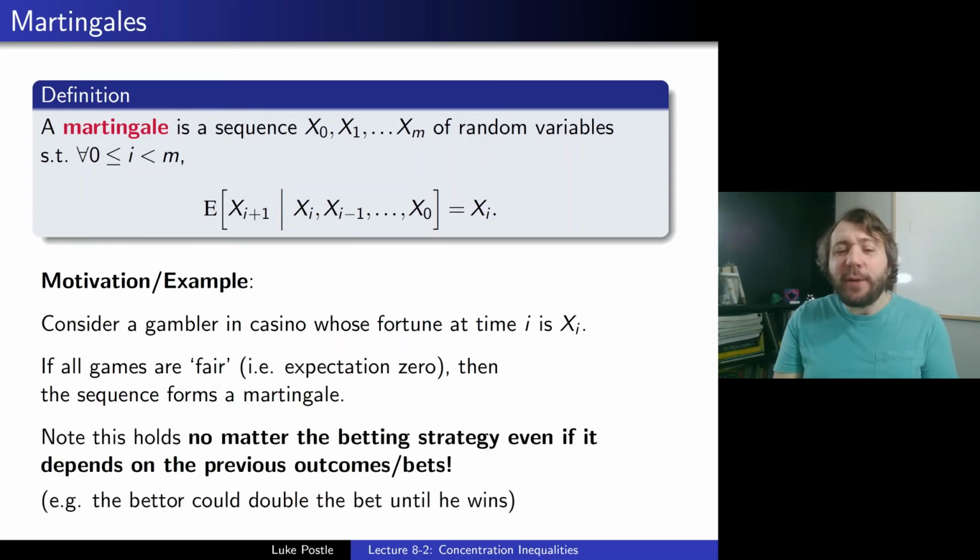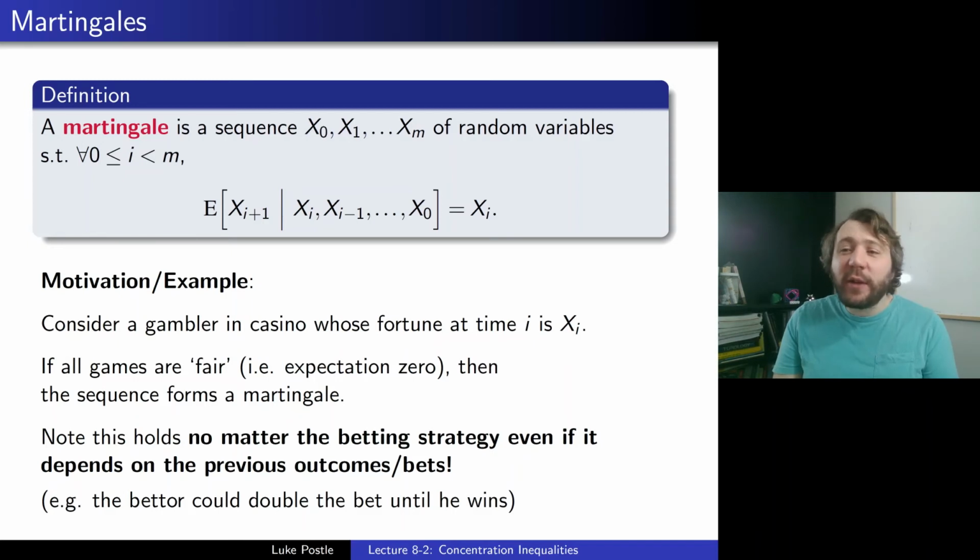And the point is that this holds no matter the betting strategy of the gambler. You might think the gambler just goes in, but the gambler, of course, could change the betting strategy. He could even have it depend on previous outcomes or bets. For example, the bettor could do the thing where he doubles the bet until he wins. So every time he loses, he doubles. That's a betting strategy that would depend on the past and the previous outcomes. And yet still, it would be true that in expectation, we always expect to be keeping the same amount because these are fair games. And so this would form a martingale.